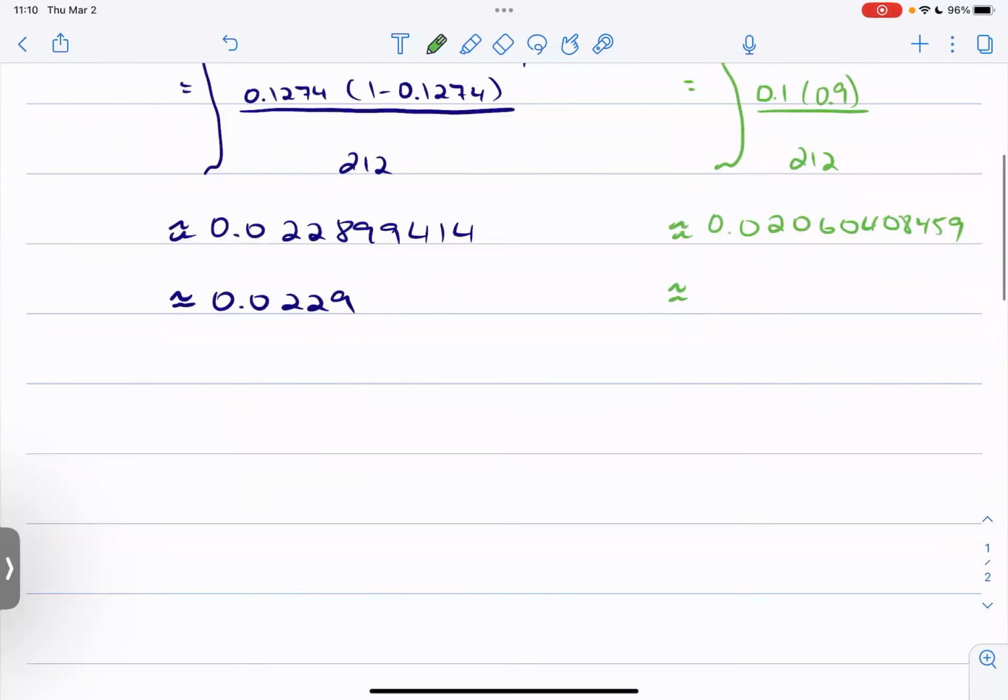To 4 decimal places, 0.0206. Okay. They're both 0.02, right? I'm okay with that. So these are proportions, right? It's the spread in the proportions. So it's a spread of what? 2.29% or 2.06%, right? I think those are pretty similar, right?